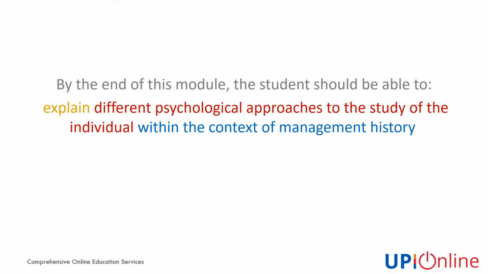Let's look at an example. This learning outcome indicates that by the end of the module, the student should be able to explain different psychological approaches to the study of the individual within the context of management history. Explain is the verb. Different psychological approaches to the study of individuals is the content. And within the context of management history gives the student the context.